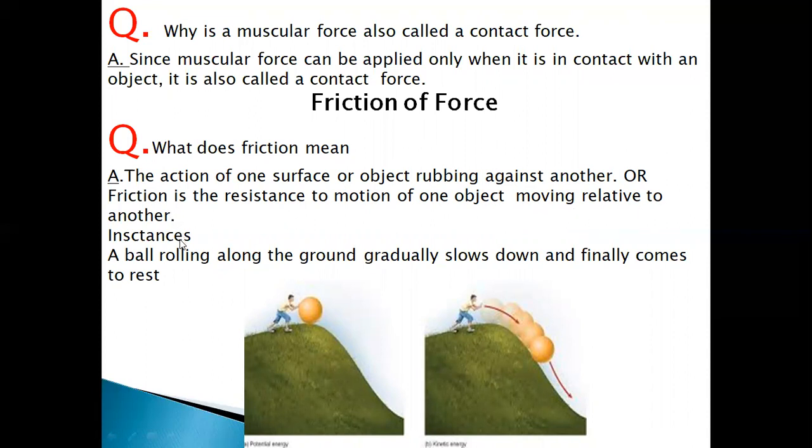Instances here, instances. That C is not there, children. Okay, in that spelling, instances, instances. Just to make a correction: a ball rolling along the ground. Here, simply to create some interest, I have given these pictures. Okay, now the ball rolling on the ground.